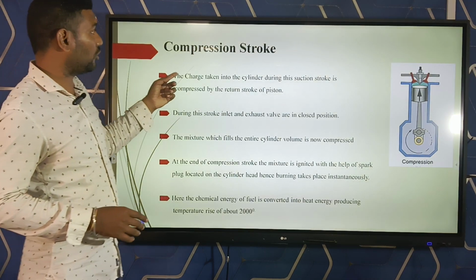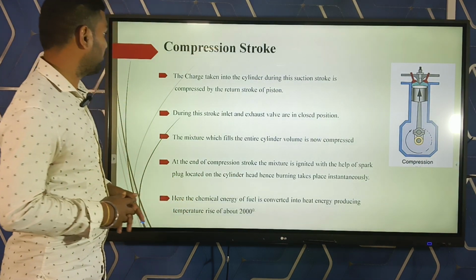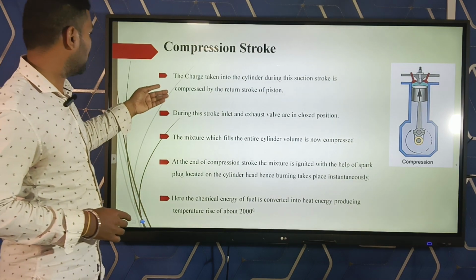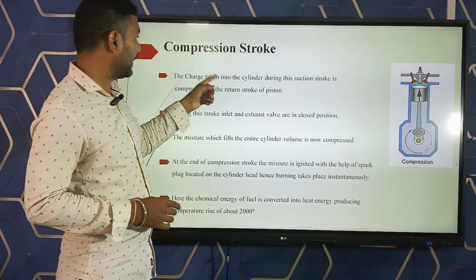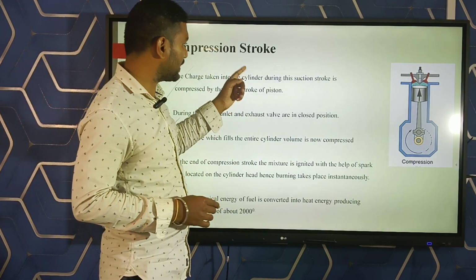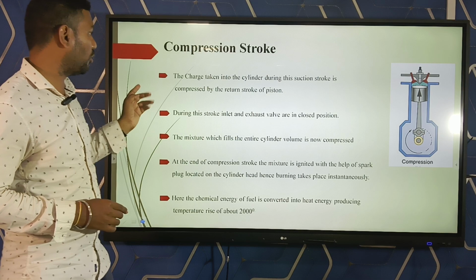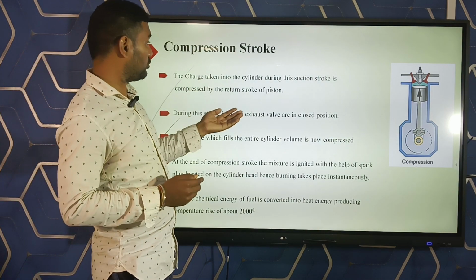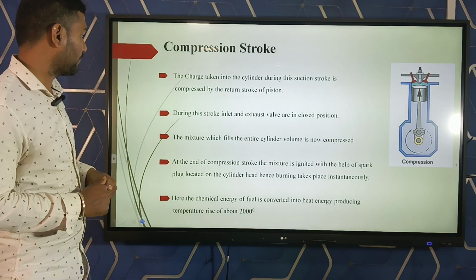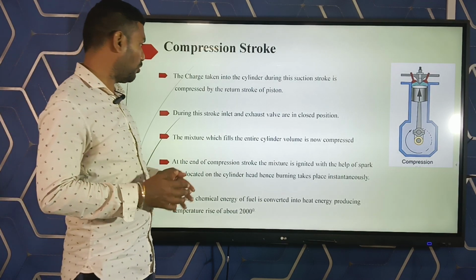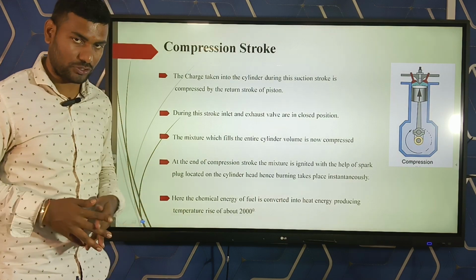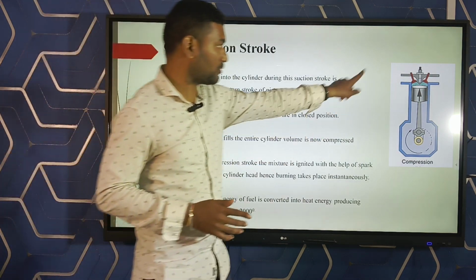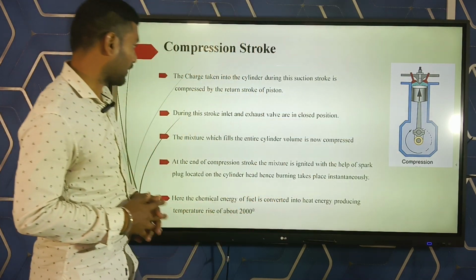Then next is your compression stroke. Under first point, the charge taken into the cylinder during the suction stroke is compressed by the return stroke of a piston. Next, during this stroke, inlet and exhaust valve are in closed position. This is your compression stroke diagram.